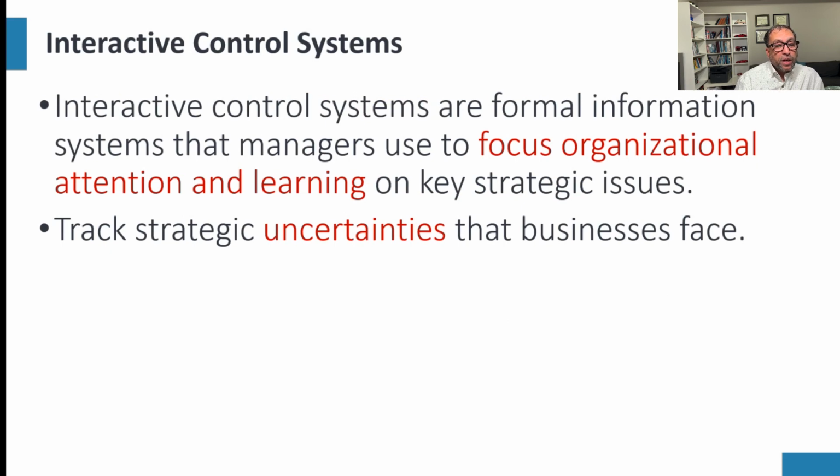Lastly is the interactive control system. Interactive control systems are a formal information system that managers use to focus organizational attention and learning on key strategic issues and track strategic uncertainties that businesses face. This is a formal way of reporting what is going to happen and the current status. It is a formal way of information flow from one employee to another. It can be an upward flow or a downward flow, so both are part of it.